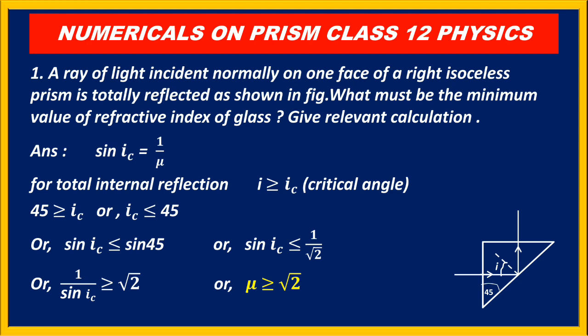A ray of light incident normally on one face of a right isosceles prism is totally reflected as shown in the figure. What must be the minimum value of refractive index of glass? Give the relevant calculation. Okay, so from here you can see in the figure the angle of incidence will be 45 degree.